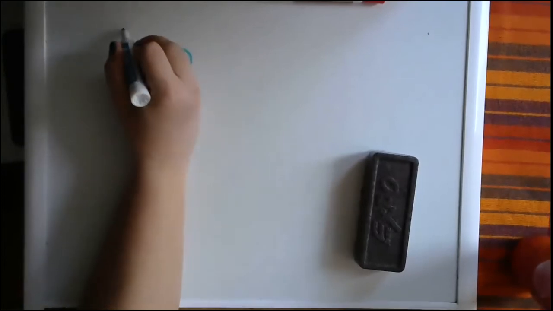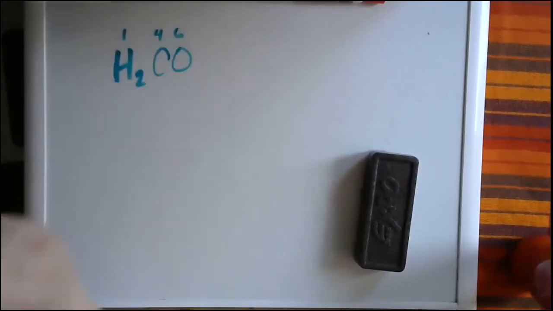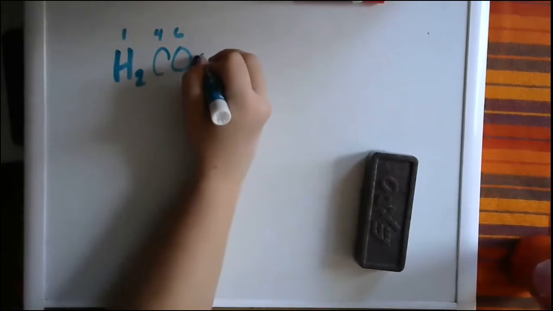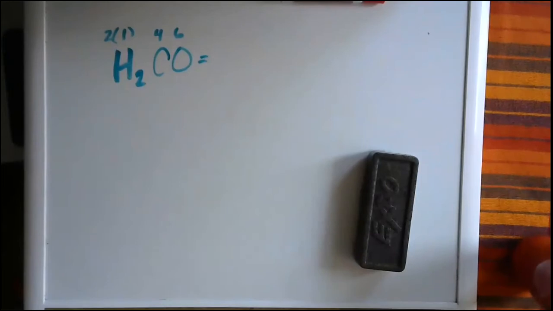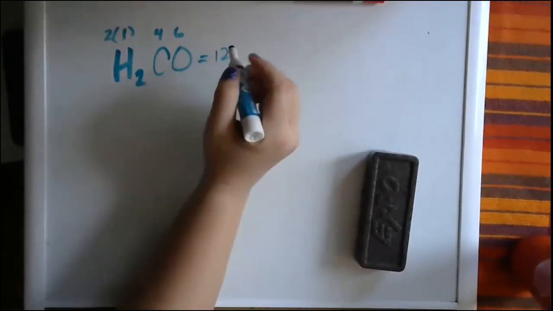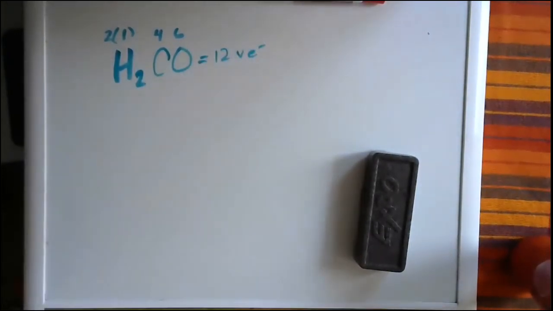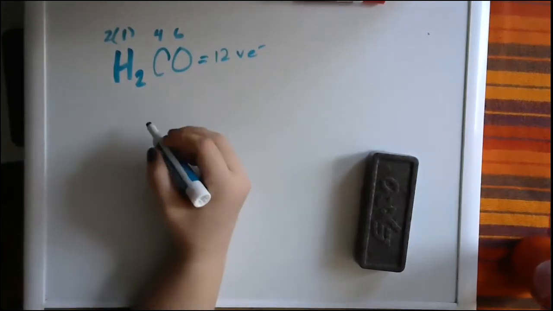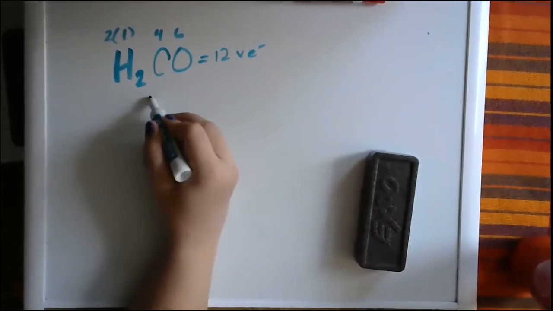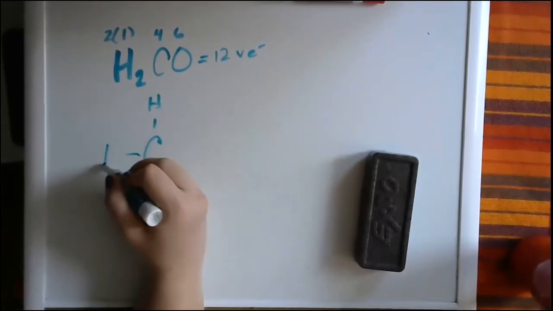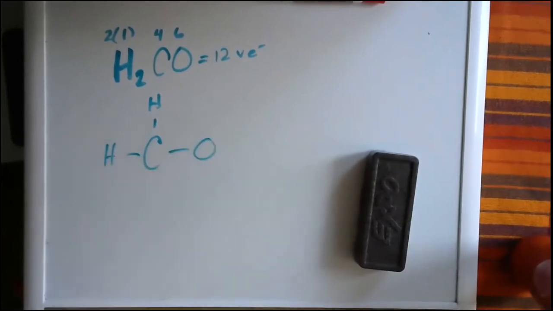H2CO. Okay, so for my total valence here, I put a little 2 times in front of the hydrogen. So my total here is 12 valence electrons. Carbon is my least electronegative, so it will be in the center. I'm going to surround it with everything else. Okay, and now I'm going to fill the octets of my carbon and my oxygen.